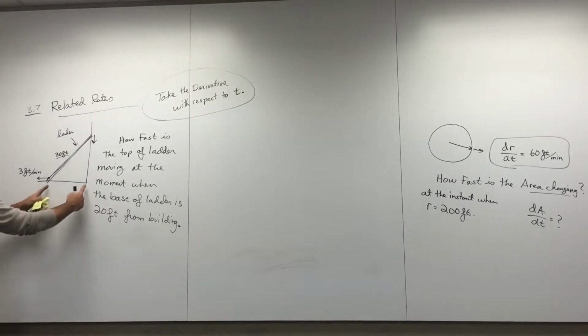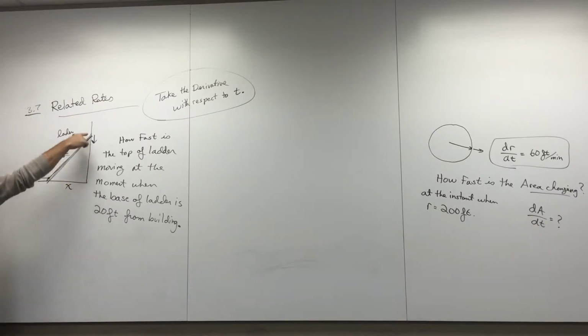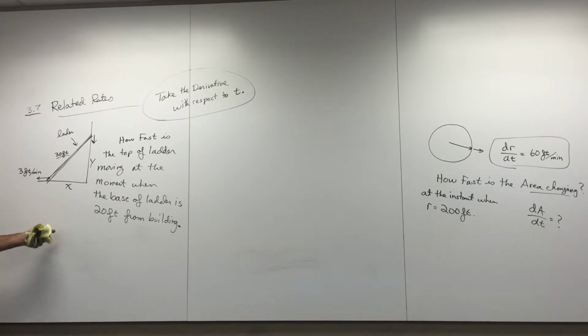What about this distance? Is it going to be changing? Yeah, because he's pulling it up. Let's call that X. What about this distance? We'll call it Y. Now it's your job to come up with an equation that relates these variables. You're smart people.